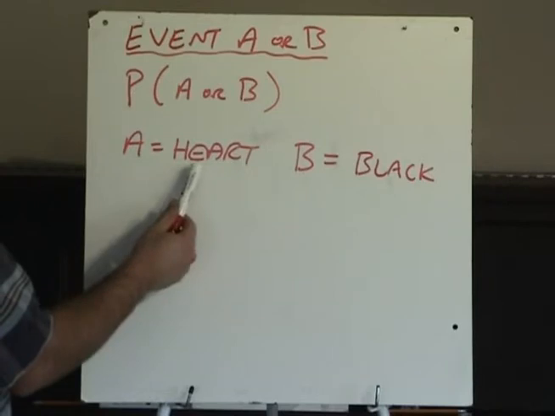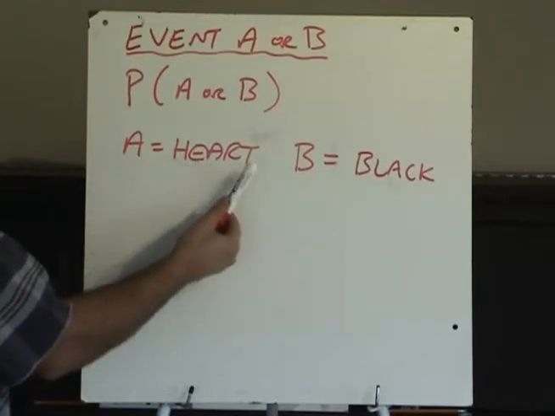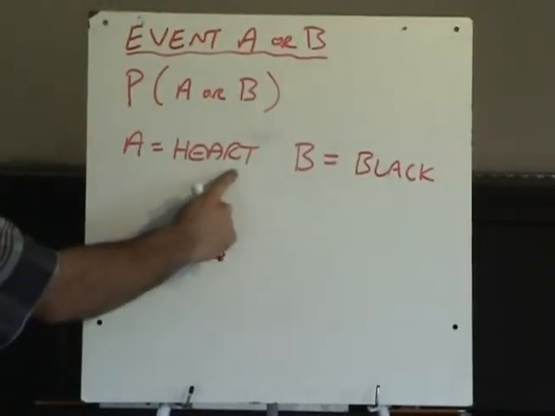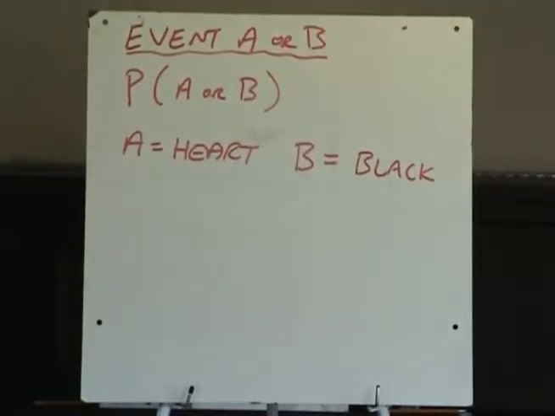So in the deck of cards, A is going to be a heart, and B is going to be a black card. So what's the probability that I take a deck of cards, pull one card off the top? What is the probability that it's a heart or it's a black card?